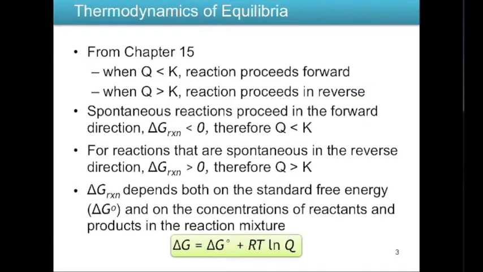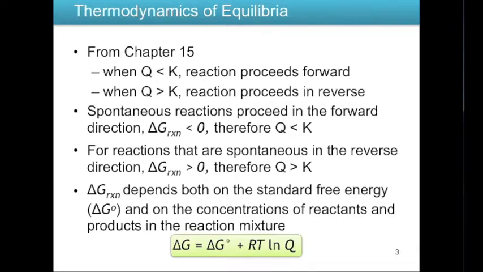We learned previously in the equilibrium chapter that when Q is less than K, the reaction proceeds forward. When Q is greater than K, the reaction proceeds in reverse. If we compare this to delta G, we know that a spontaneous reaction is a reaction that proceeds in the forward direction, and in that case, delta G of the reaction is less than 0. Therefore, in this case, Q must be less than K. For reactions that are spontaneous in the reverse direction, we know that delta G of the reaction is greater than 0. Therefore, Q must be greater than K.